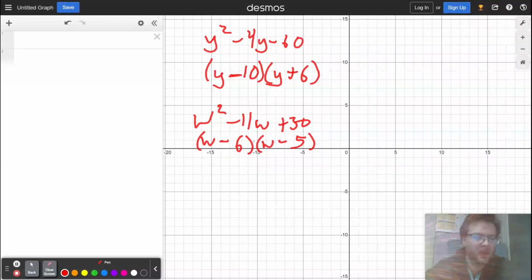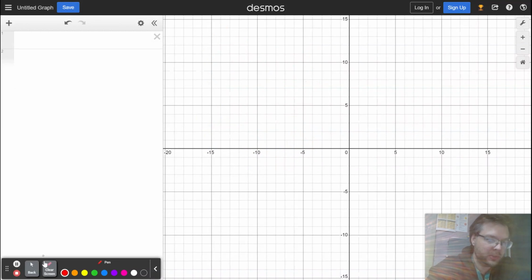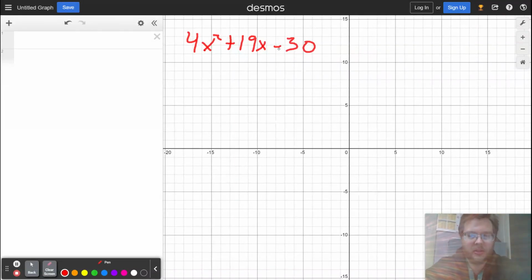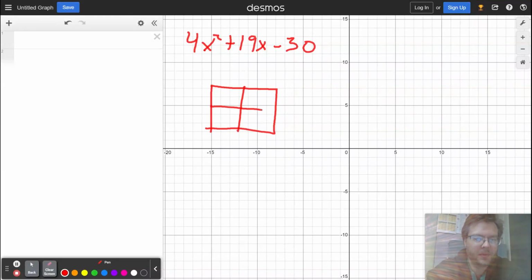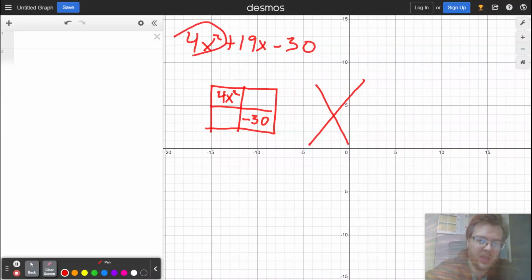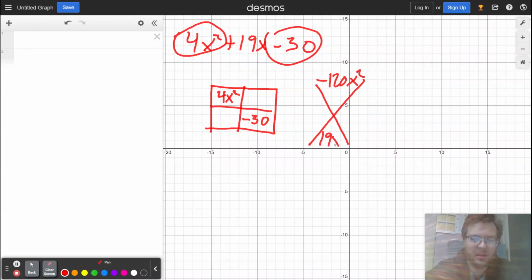Okay. The next couple problems were a little bit trickier because the a value is not equal to 1. So on these ones, I suggest using your box. You've got 4x squared here, and you've got negative 30 here. A nice technique that you can use is to use the diamond where you multiply a times c, make negative 120x squared, and just write the b value down there.